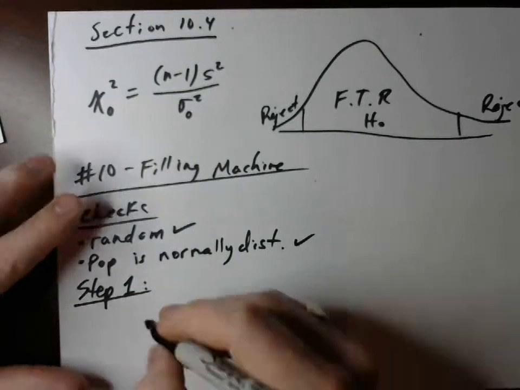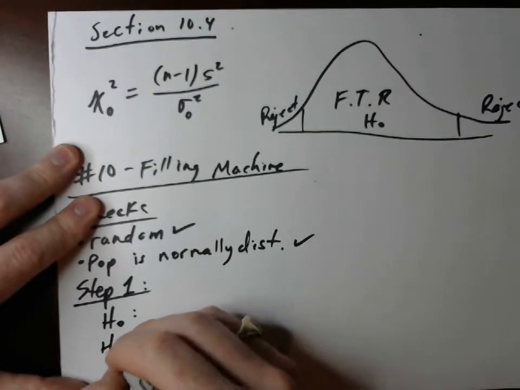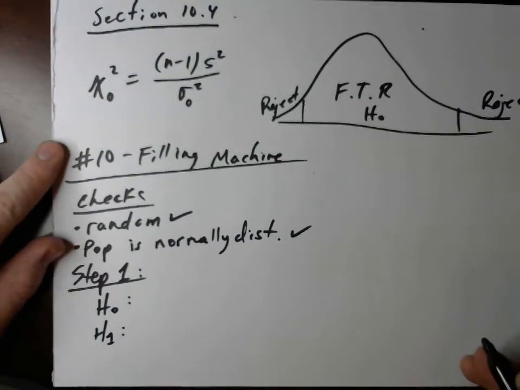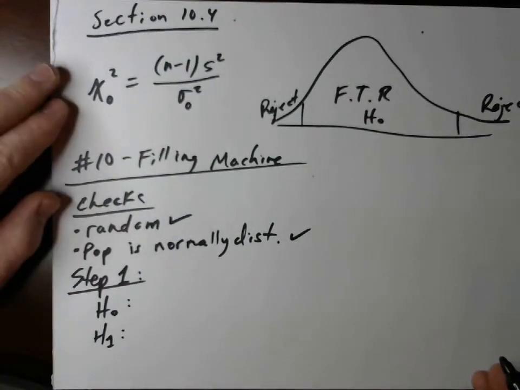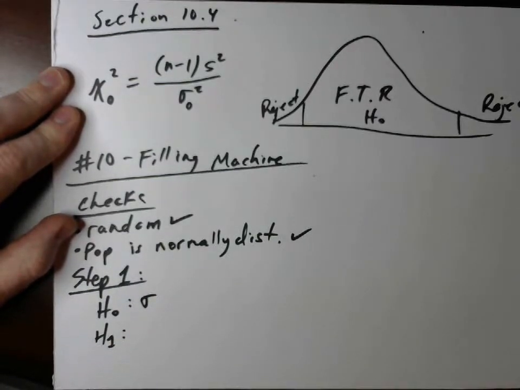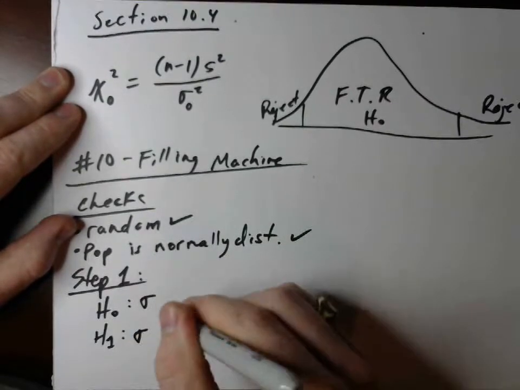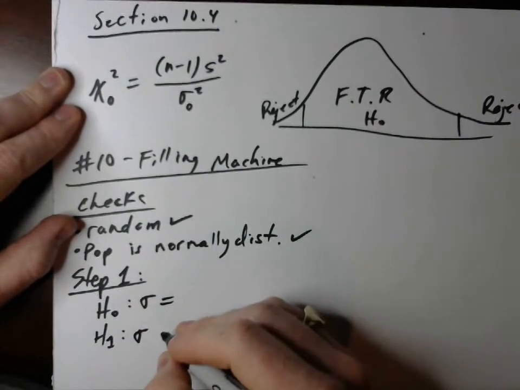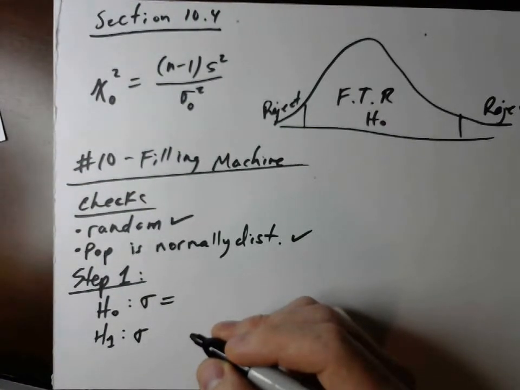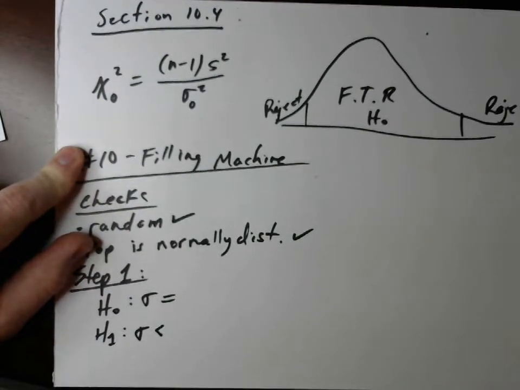Step 1 is our H naught and H alternative. What parameter are we trying to determine or estimate? Sigma. Population parameters always go here. Equality always goes in the null. Then we want to determine if it is a left, right, or two-tailed test. We want to see if the variability has decreased, so less than.